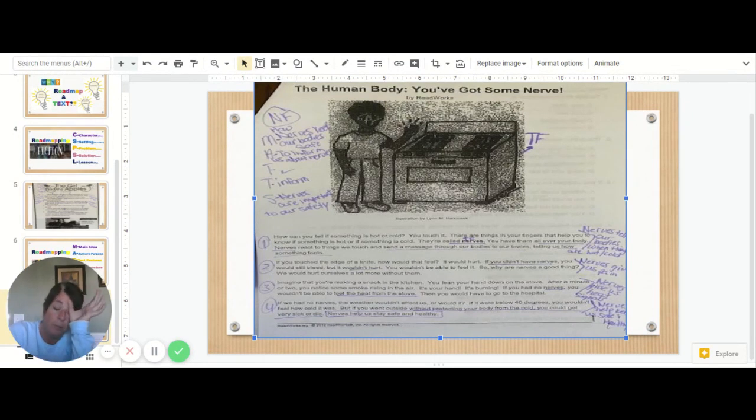Hopefully you did that in your packets. And if you didn't, you now remember, or you have this video to watch to teach you how to roadmap fiction and nonfiction text in your next 2 weeks packets that you're going to be getting.